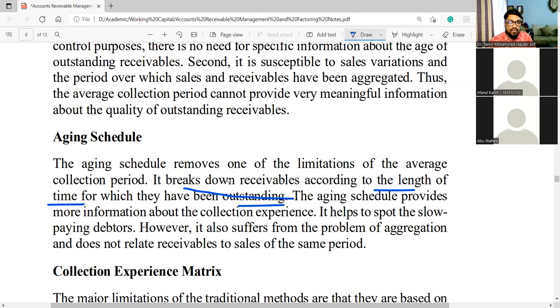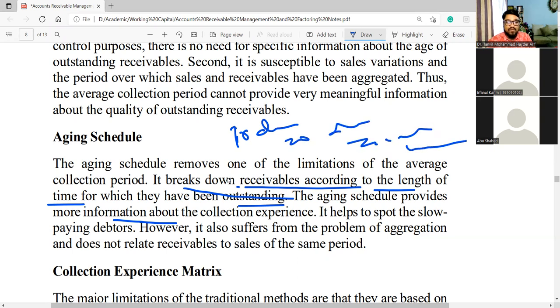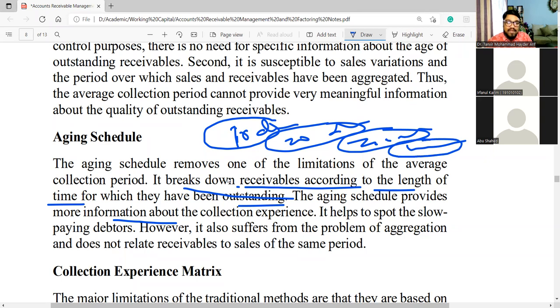But when we go for an aging schedule, it breaks down receivables according to the length of time for which they have been outstanding. And it will provide you more information. When you break down, suppose you have some 10 days credit, some 20 days credit, some 30 days credit, some 40 days credit. Now you are breaking your credit policies into their length. So you are classifying differently. And then it is easy to understand what credit sales need more attention or what needs less attention. So these require more attention, these require less attention. And it's only possible when you break down receivables according to the length of time.